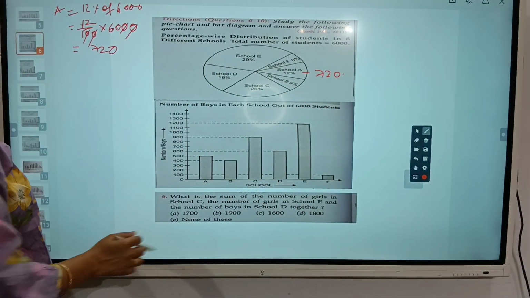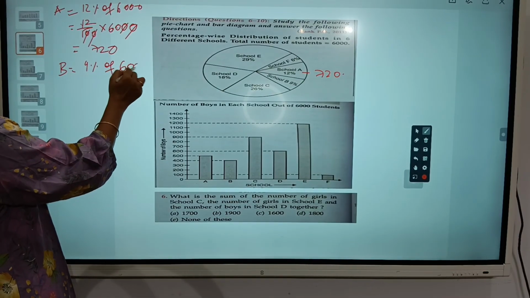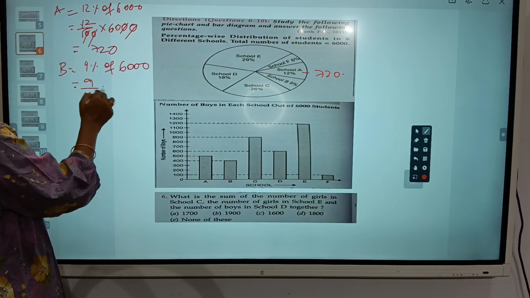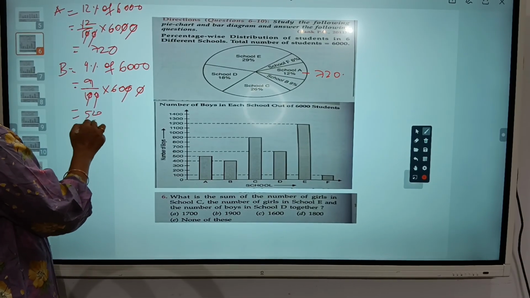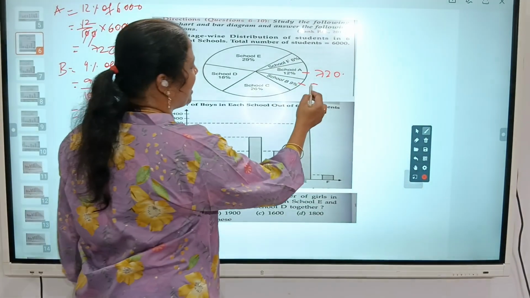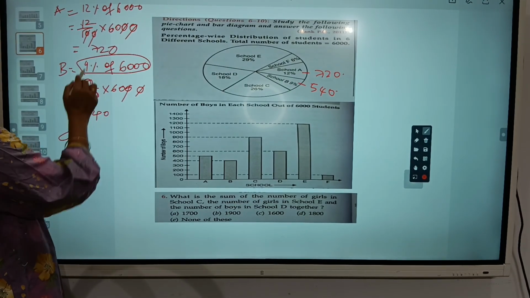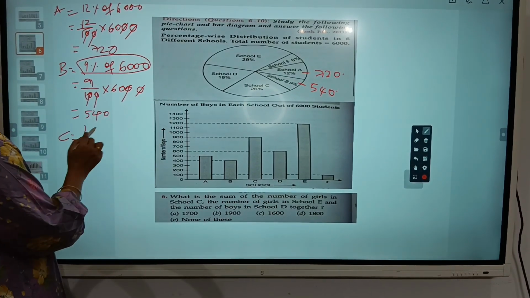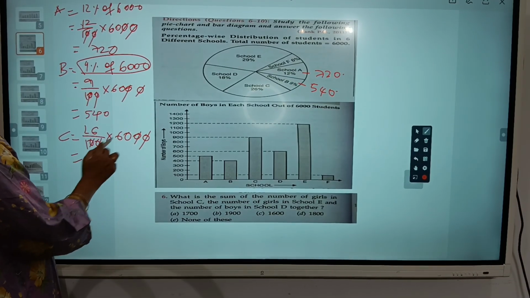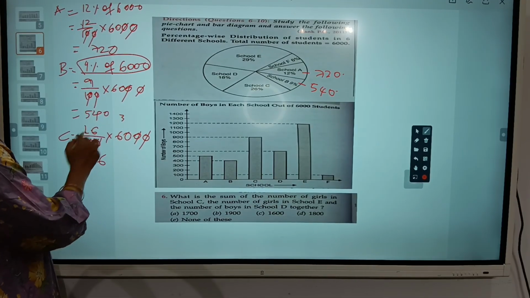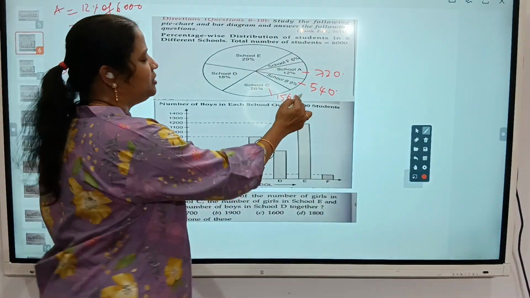Now for school B we will do the same process again. There are 9% of 6,000 students, means 9 by 100 into 6,000. The zeros cancel, so 9 times 6 is 54. In school B there are 540 students. Again in school C, directly, I will use this formula: 26 by 100 into 6,000. 6 times 6 is 36, 6 times 2 is 12 plus 3 is 15. So there are 1560 students in school C.